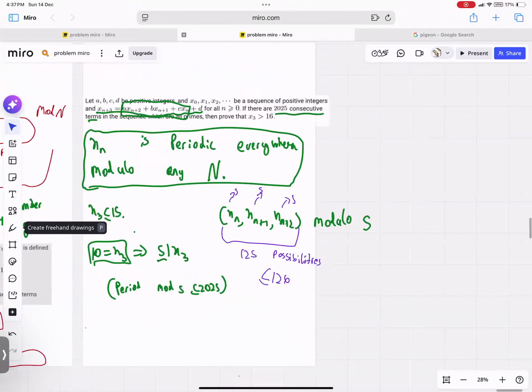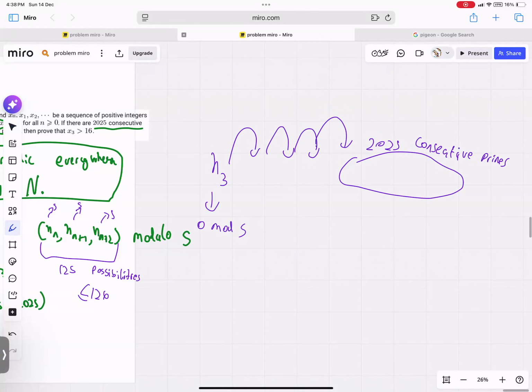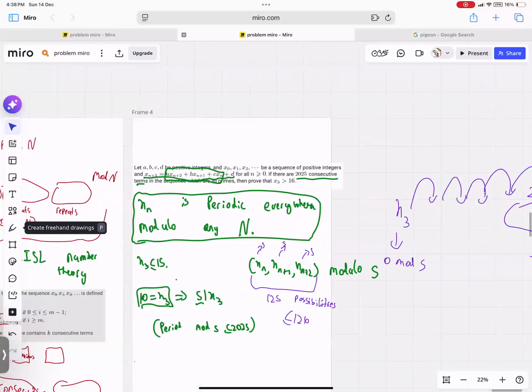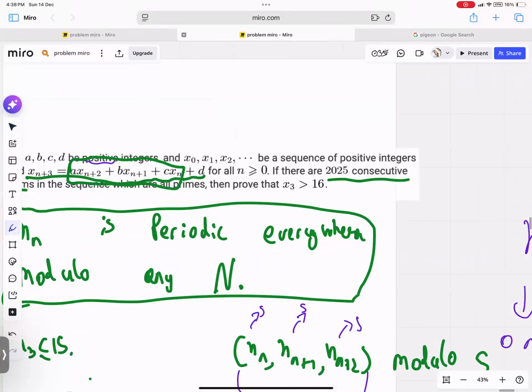And why does this finish? Because we have x3 and we have these 25 consecutive primes. Now x3 is 0 mod 5. Okay, so the period is 126. So we take these hops of 126, and because 2025 is much bigger than 126, we eventually land here. So some prime p here is divisible by 5. But that's clearly not possible, because since x3 is 10, every number after that will be greater than 10, since a, b, c, d are positive integers.